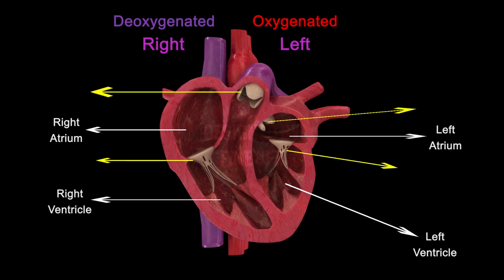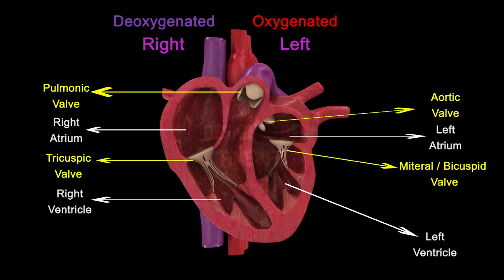There are also 4 heart valves, one at the exit of each of the 4 chambers. Exiting from the right atrium, we have the tricuspid valve. Exiting from the right ventricle, we have the pulmonic valve. Exiting the left atrium, we have the mitral valve. This is also known as the bicuspid valve. Then finally, exiting the left ventricle, we have the aortic valve.